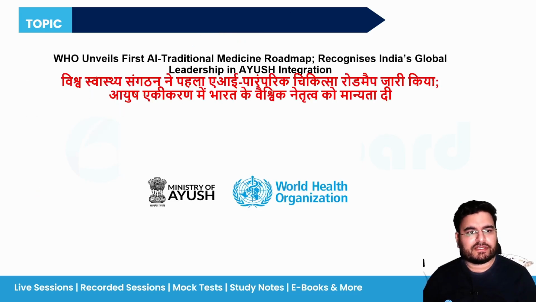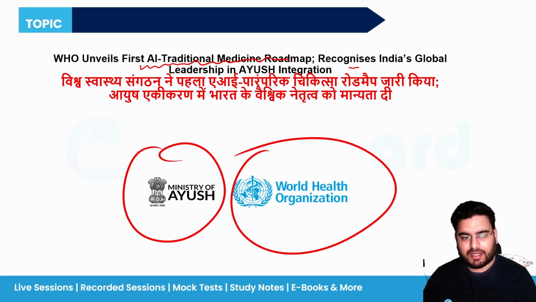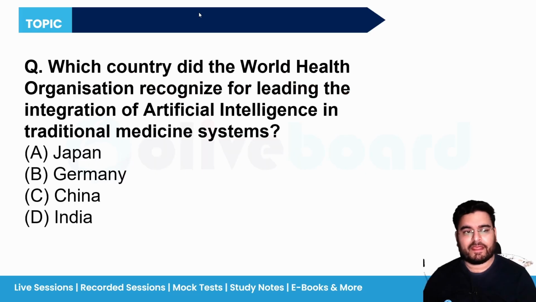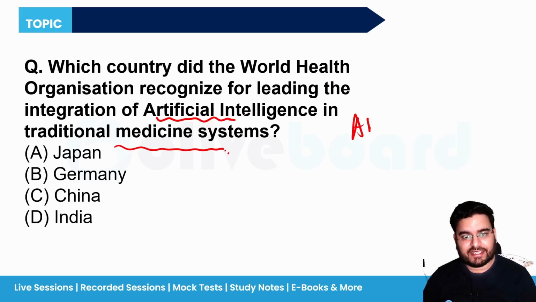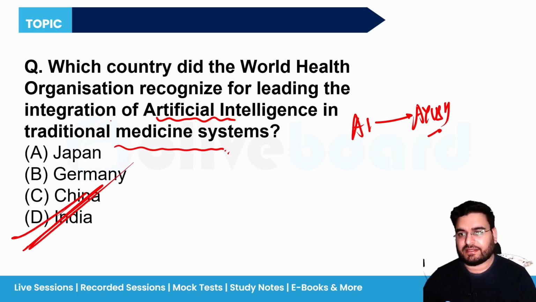Next is WHO unveils first AI traditional medicine roadmap, and it recognizes India's global leadership in Ayush integration. See, Ministry of Ayush and WHO. Ayush is what? Ayurveda, Unani, right? It is India's traditional medicine system. So WHO has also recognized how India is doing really good using the Ayush methodology. So which country did WHO recognize for leading the integration of AI in the traditional medicine system? Now AI is getting integrated into Ayush. So India is the correct answer.